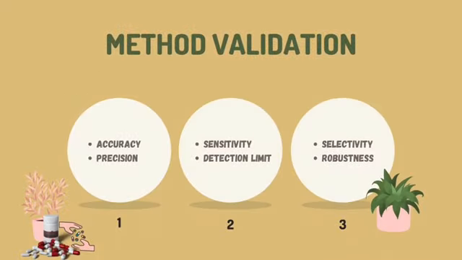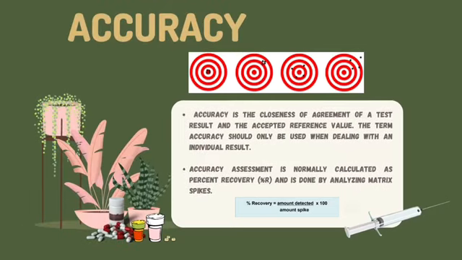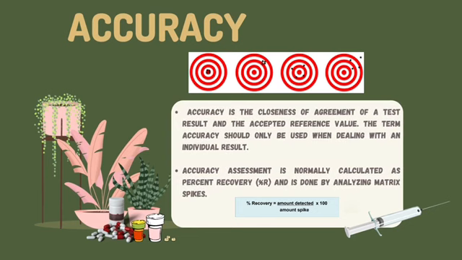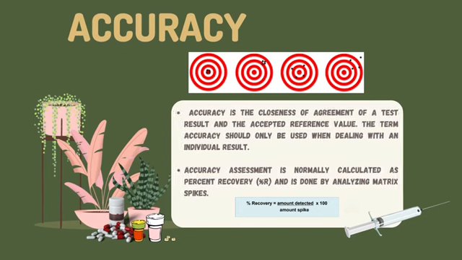Method validation contains accuracy, precision, sensitivity, detection limit, selectivity, and robustness. In this method validation, I will explain accuracy and precision. The rest will be explained by Shuhada and Atikah. So, what is the meaning of accuracy? Accuracy is the closeness of the agreement of a test result and the accepted reference value. The term accuracy should only be used when dealing with an individual result. Accuracy assessment is normally calculated as a percent recovery and is done by analyzing a matrix spike. The formula is shown below.